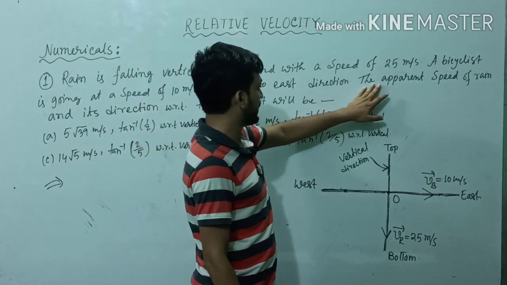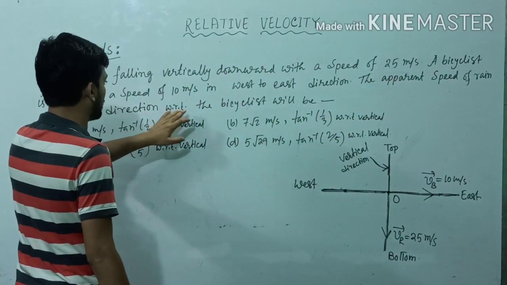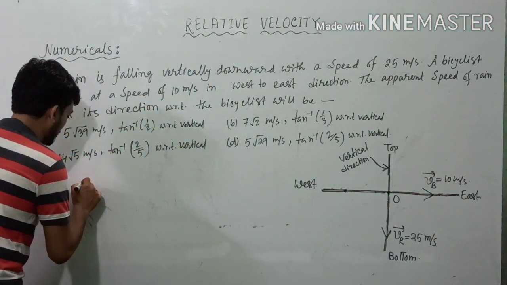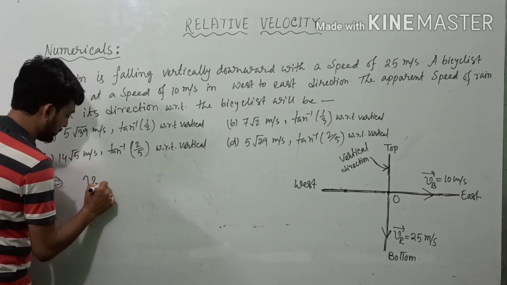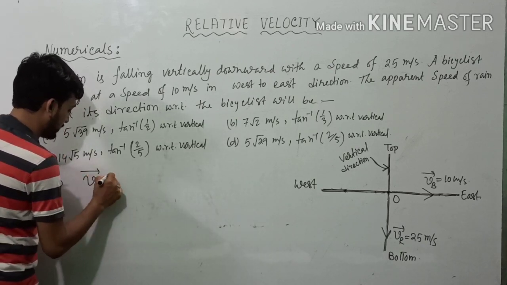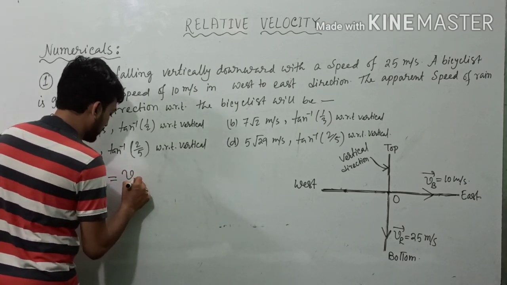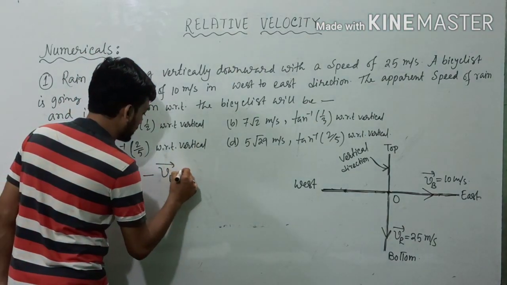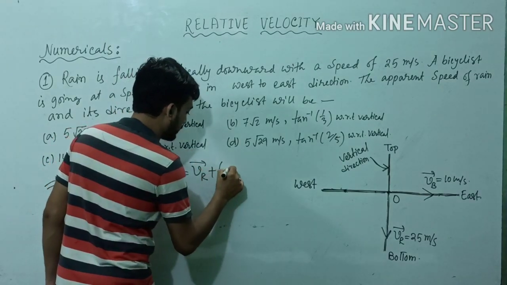Now we have been asked to find the apparent speed of rain and its direction with respect to the bicyclist. So from the definition of relative velocity, we can write the apparent speed of rain with respect to bicyclist, that is the relative velocity of rain with respect to bicyclist, is equal to actual velocity of rain minus actual velocity of bicyclist. That can also be written as Vr + (-Vb).